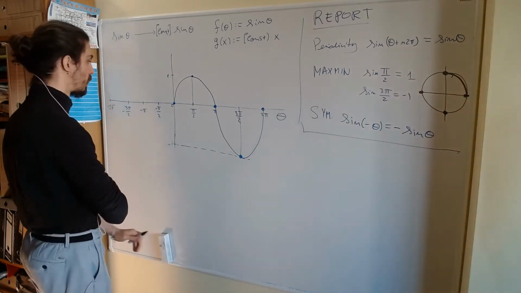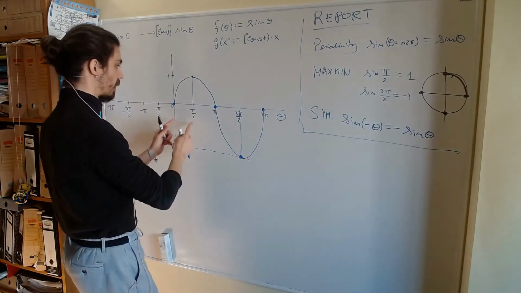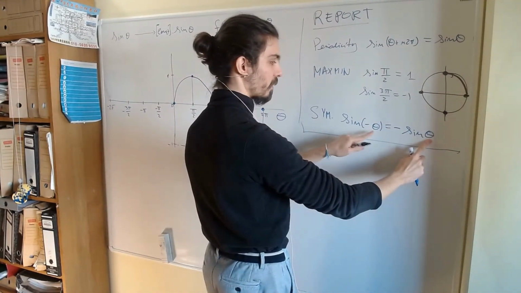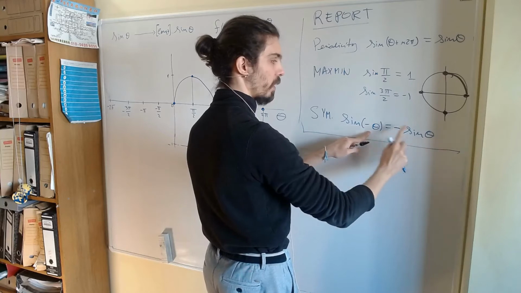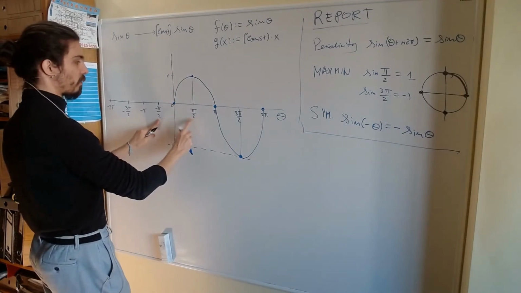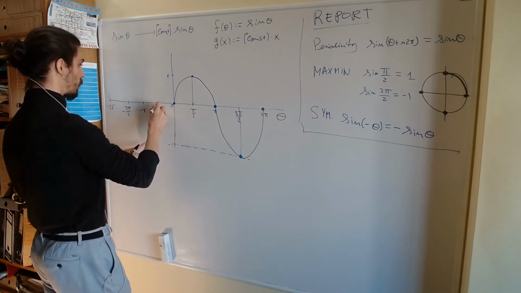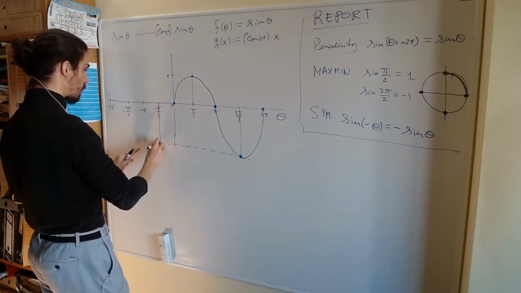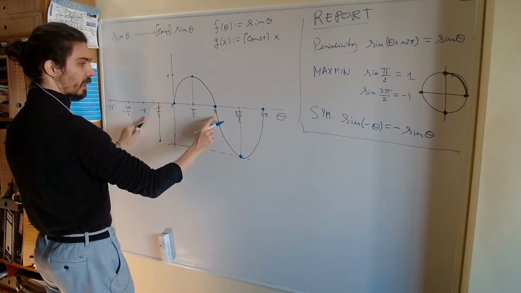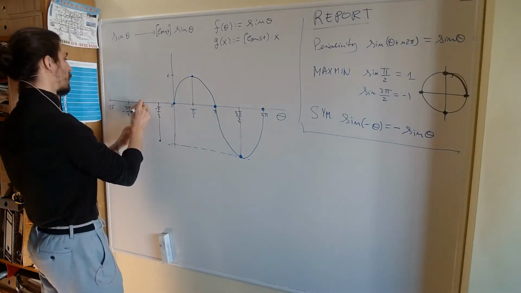You repeat the procedure, but now we use the symmetry property. Because if theta is pi over 2, here we have minus pi over 2. So sine of minus pi over 2 is minus sine of pi over 2. So here, the sine of this value is 1, and the sine of this value must be minus that value. So the height of this point is negative. Here, the sine of this point is the negative of the sine of this point. But this is 0, so minus 1 times 0 is 0. So this is 0 again.